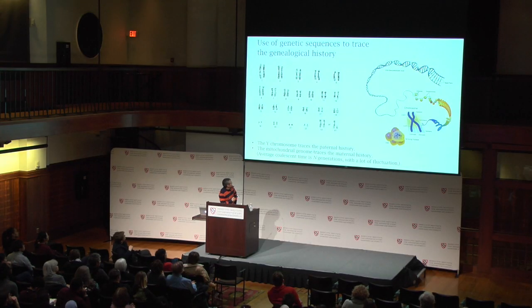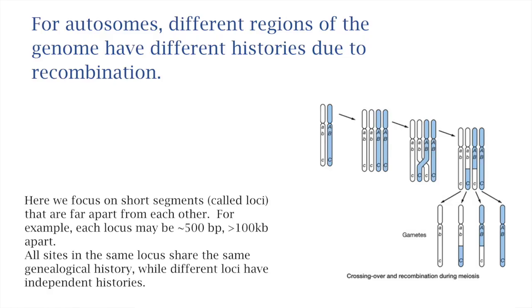So if you trace that paternal line, you can basically trace the history. For 2 boys, you can trace the paternal lineages until you find a great-grandfather. For the female, you can use the mitochondrial genome to trace the maternal history. Now, for the autosomes, you have 2 chromosomes, one from the mom, another from the dad, and they have a complicated process of recombination. As a result, the different segments of the genome can give us different histories.